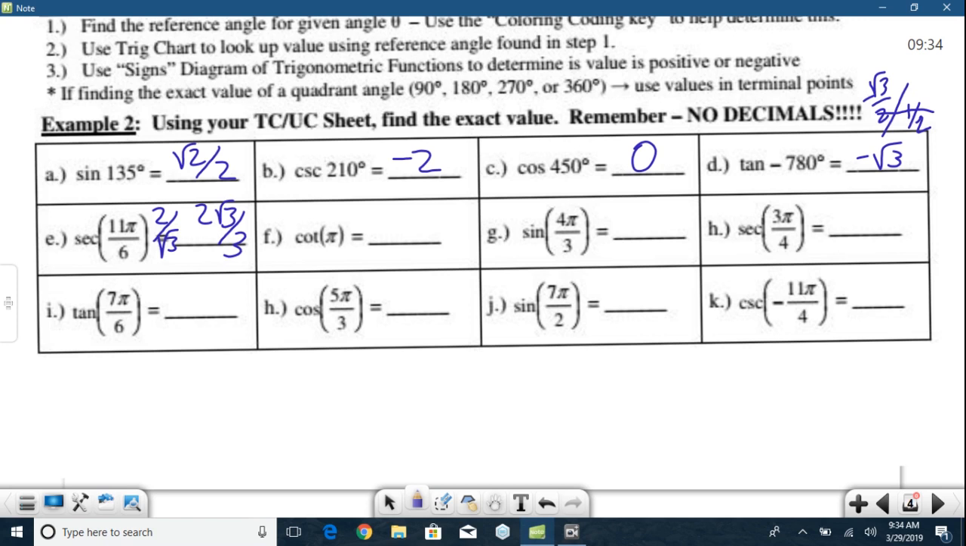All right, cotangent of pi. Remember, tangent is y over x, so cotangent is x over y. So what is x over y at pi? Negative 1 over 0. Undefined, because you can't divide by 0. Right? So it's undefined.